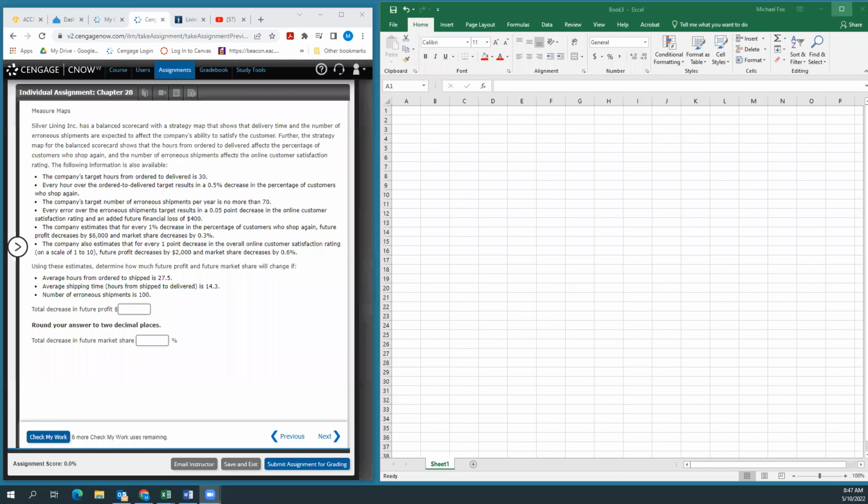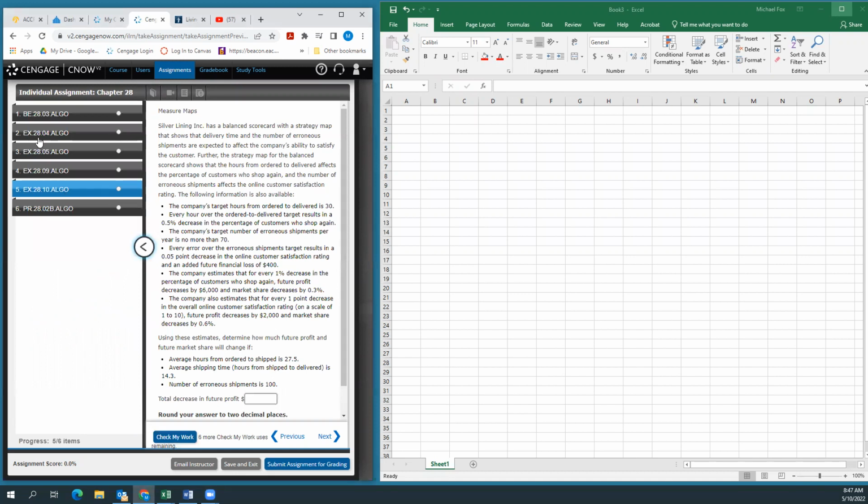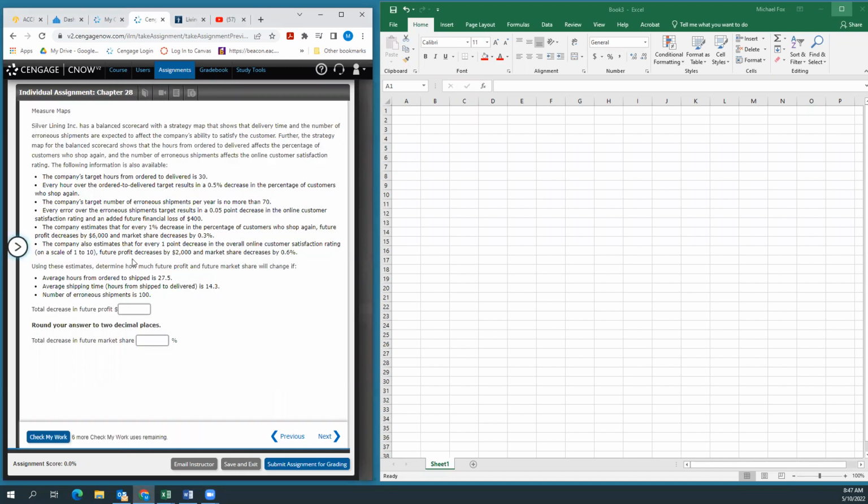Hey everybody, just wanted to walk through this problem with you. It's been giving a lot of people trouble. It does have a bunch of layers, like an onion or a parfait or an ogre. They all have layers. And so this is problem number 5 from the chapter 28 individual assignment, and it's on measure maps. And I think the reason it's so hard is because of all these layers.